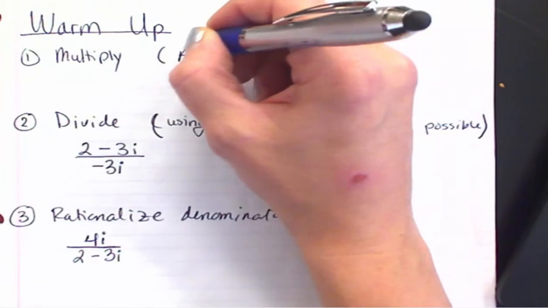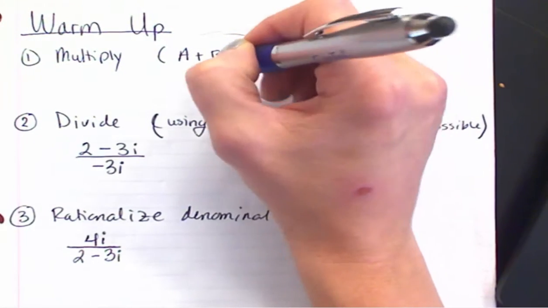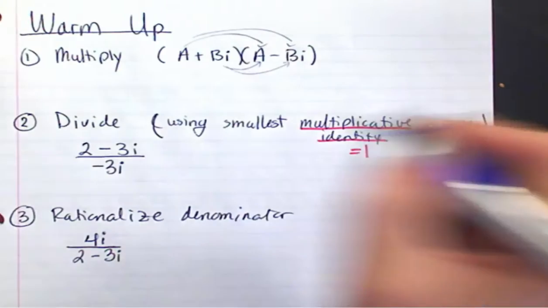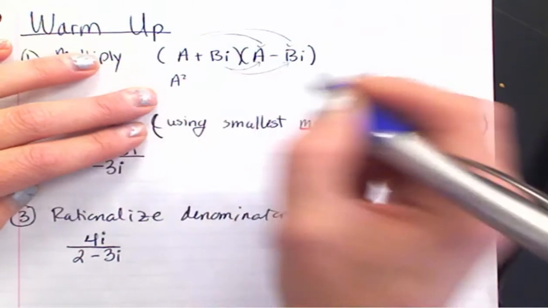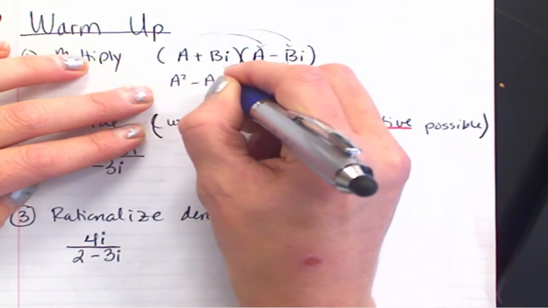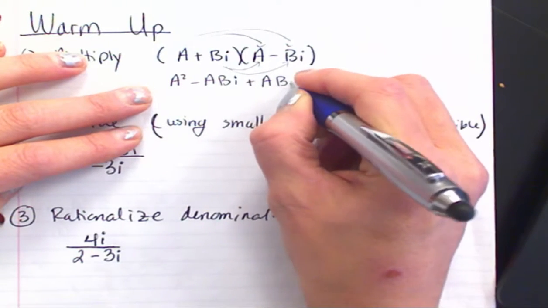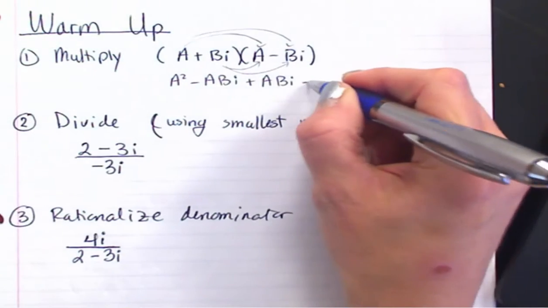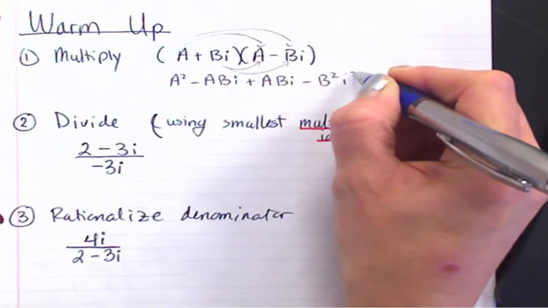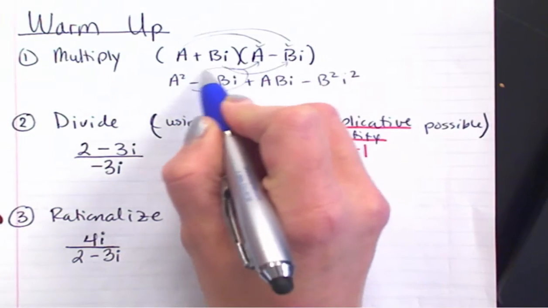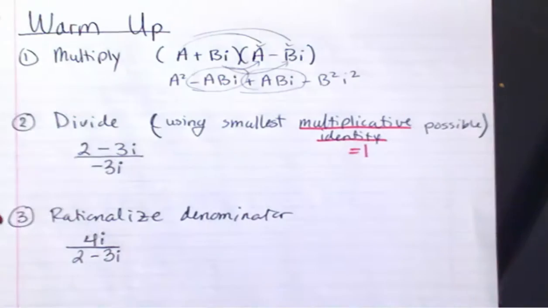Okay, so I'm going to distribute: first, outer, inner, last. So I get a squared minus abi. When you have multiple letters, I put it in alphabetical order. Makes it easier to see the like terms. Okay, so these two are like terms and they cancel out to 0.